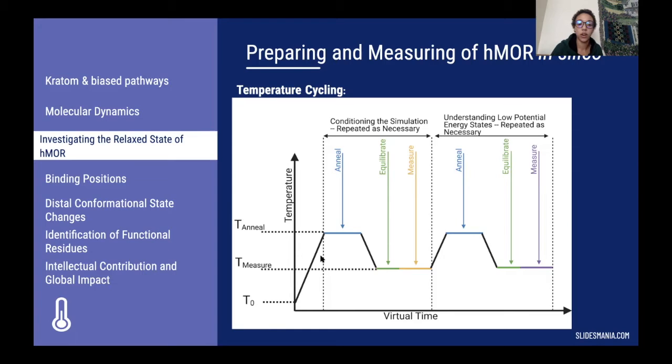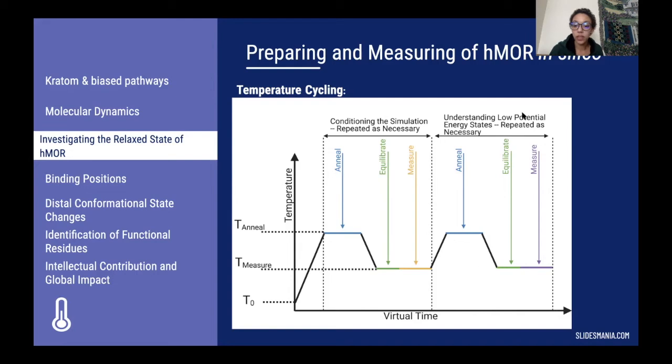Knowing that, we would start with our X-ray crystal structure, heat that up, let it anneal for a second, let it cool down, let it equilibrate into a certain conformation, and then measure the potential energy of that conformation. Over here on this first phase, we see that we're actually conditioning the simulation and finding low potential energy states that would make us more inclined to believe that that could be a native conformation in vivo.